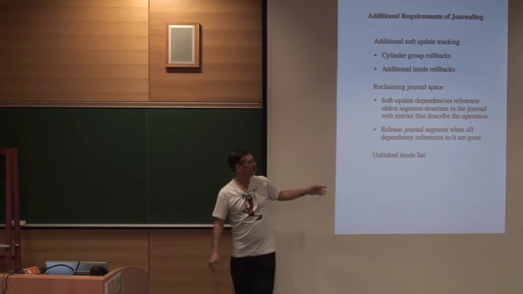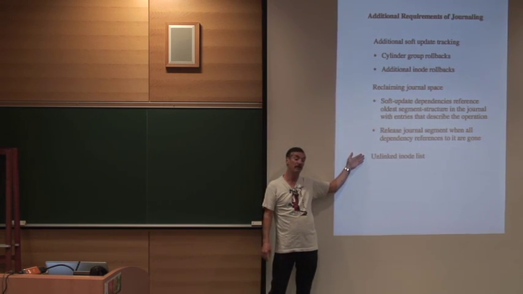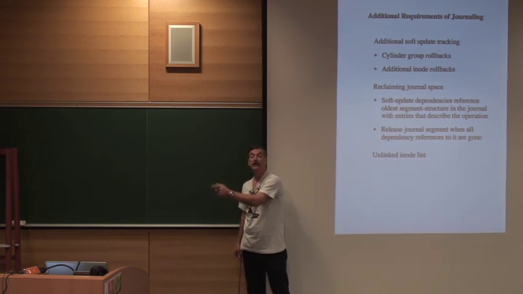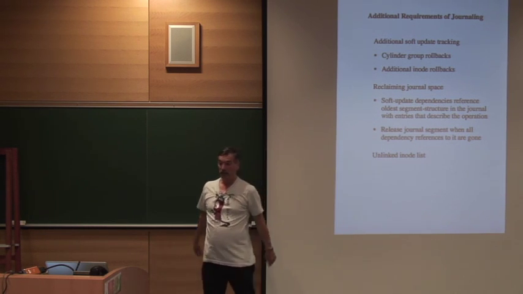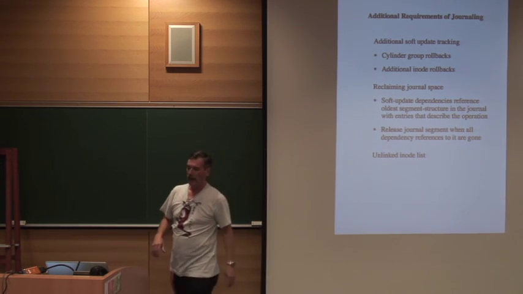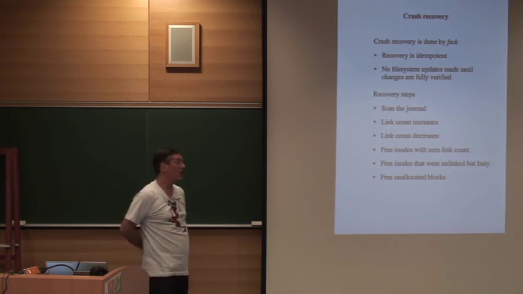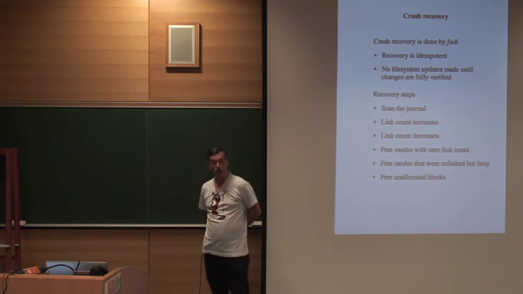Okay, and I've already alluded to the unlinked inode list. This is the list that's headed by a pointer in the superblock. That is all of the inodes that are unlinked, but still actively being referenced. Because then after a crash, of course, they've got to go away. All right, so that's the stuff that we need to journal.